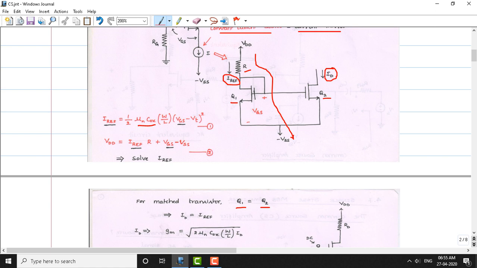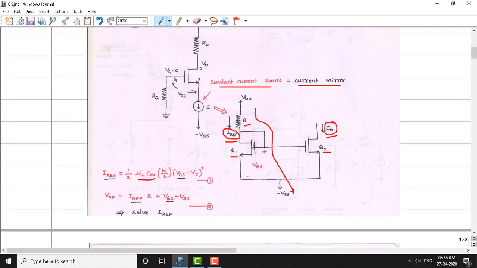In other words, if these two transistors are matched, in such a case ID will be equivalent to I reference here. The current flowing in this branch will be exactly equivalent to the current flowing here. And if you look at the DC equivalent circuit of the amplifier here, the current flowing here is nothing but the current through the current source. This current source, so far we have discussed, is the internal circuit of this current source. So this is nothing but ID. ID will be equivalent to I.